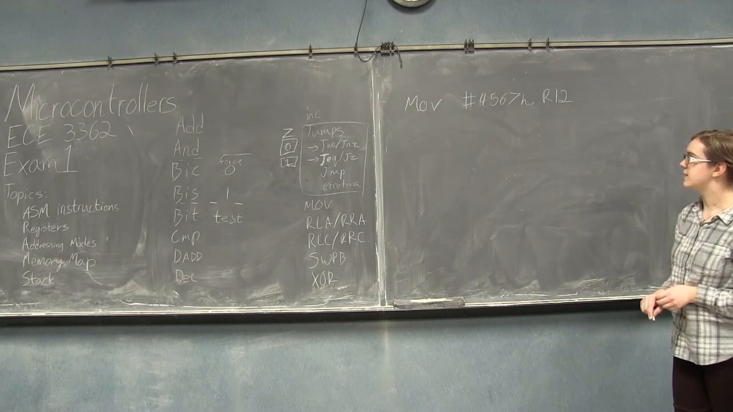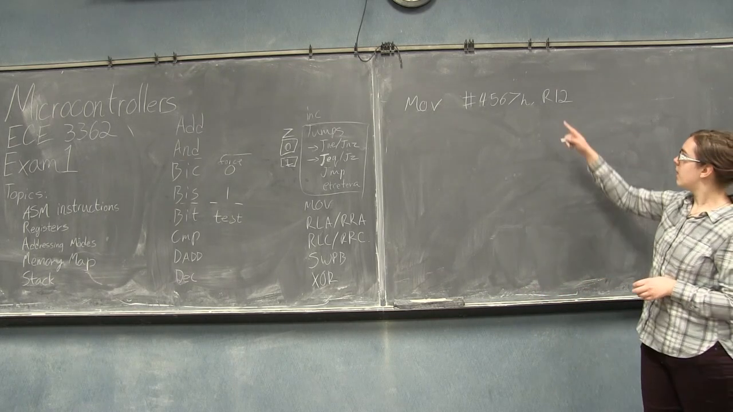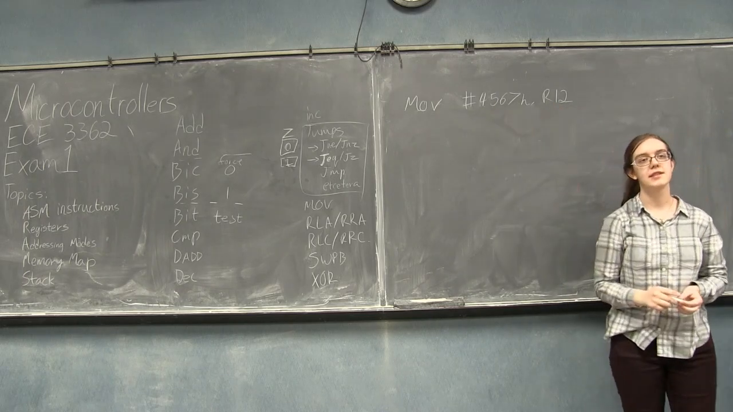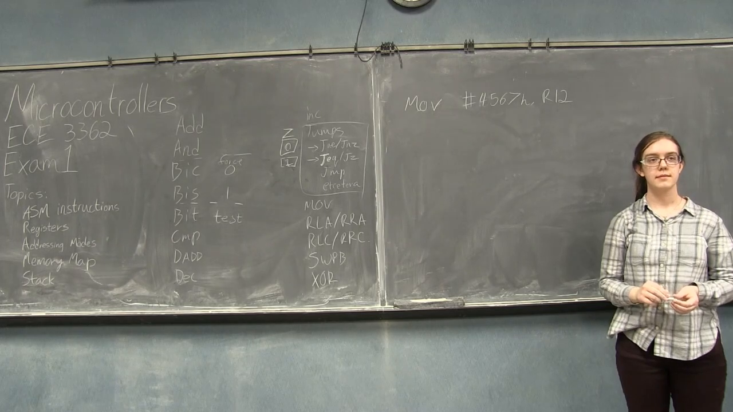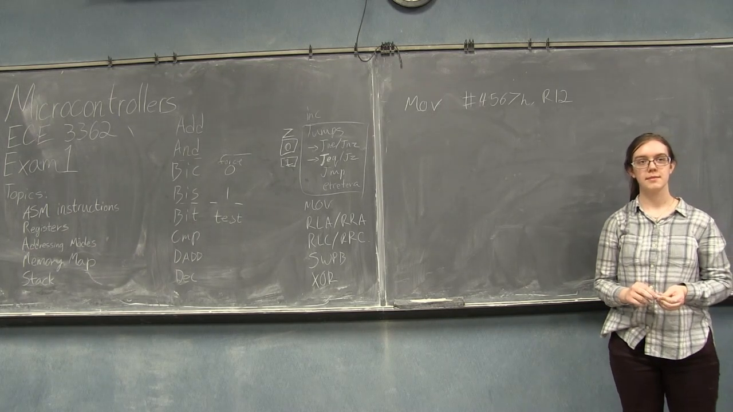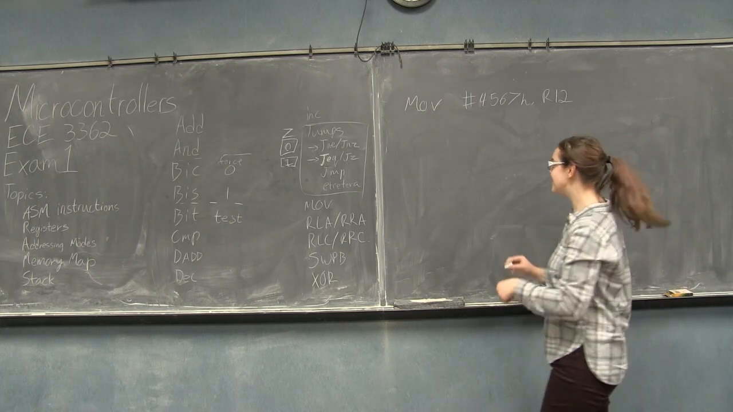Say we have an instruction like this. R12 can have anything in it, but at the end of this instruction it has this. Yes? Just a quick question with move. So say you have like a word in a register and you move a byte to it. What happens exactly? Okay, yeah, that's a fun case.